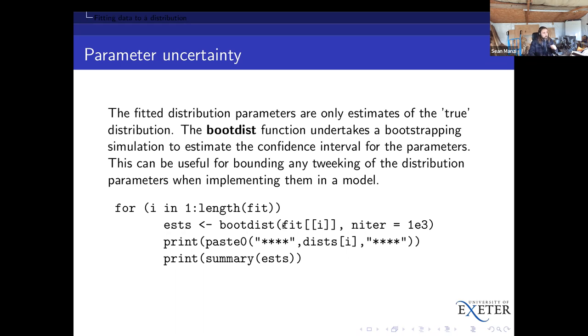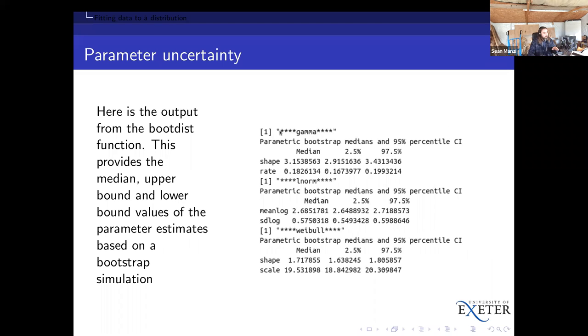So this little bit of code just runs the bootdist function for all three fits. It takes, again, the fit parameters, and it's just running in a small loop here. And we're printing out our summary estimates with our distribution name given above as well. So here's the output for that. So here we get our median parameters for each of the distributions that we're testing, and our upper and lower confidence bound, confidence interval as well.